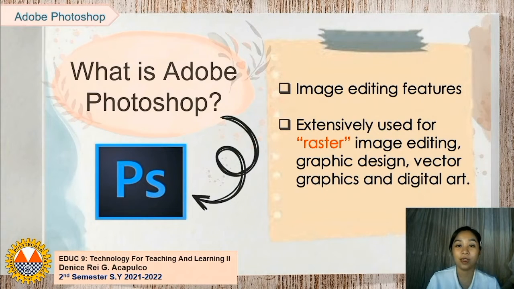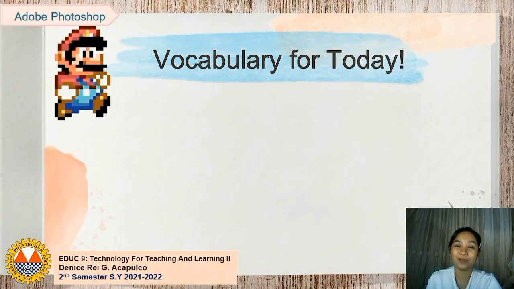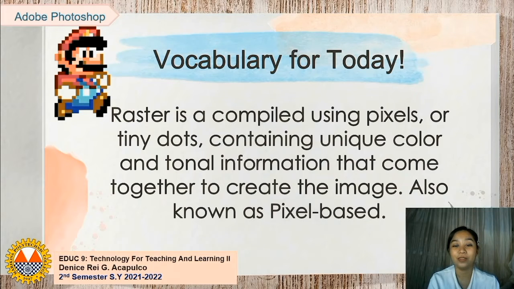So as you can see in the PowerPoint presentation, there is a highlighted word which is raster. So let us know what raster means. We will have our vocabulary for today. Raster is compiled using pixels, tiny dots containing unique colors and tonal information that come together to create an image, also known as pixel-based. It is like our example here, which is Super Mario, that is pixelated. One example is Minecraft.